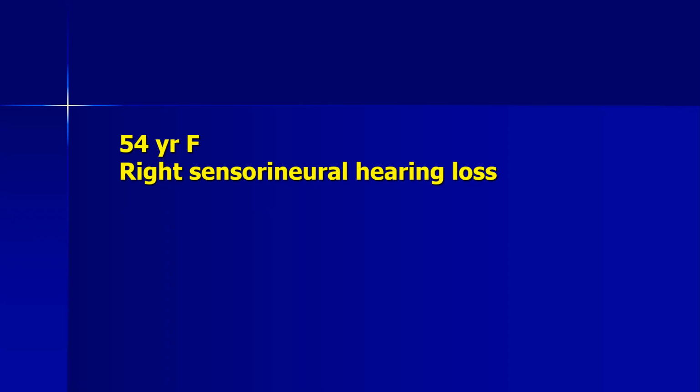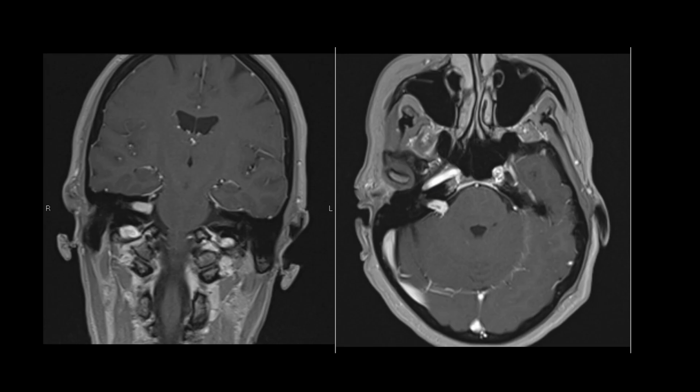Next case is a 54-year-old female presenting with right-sided sensorineural hearing loss. This patient had no history of poor renal function or any other contraindications, so MRI with intravenous contrast was performed. These are the post-contrast fat-saturated T1 weighted MRI images through the bilateral temporal bones. Here we can see a bright, intensely enhancing soft tissue mass lesion located within the medial part of the right internal auditory canal, partially extending into the right cerebellopontine angle cistern.